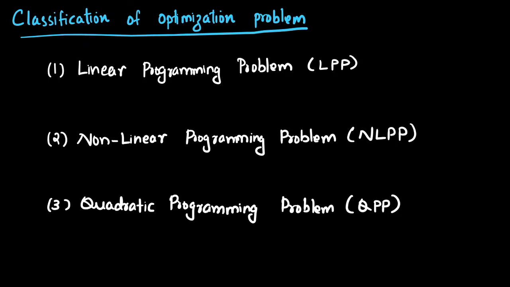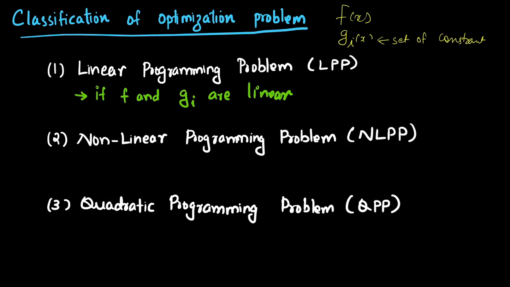Okay. And what is linear programming problem or linear optimization problem? Suppose this is our objective function. f of x is our objective function, and gi of x is the set of constraints. Then based on this, we are explaining what is linear programming and non-linear programming. And in linear programming, both the objective function f and the constraints are linear. Okay, both f and gi are linear.